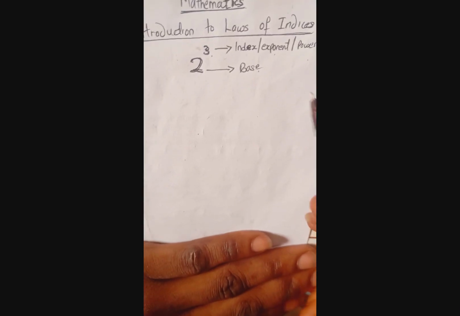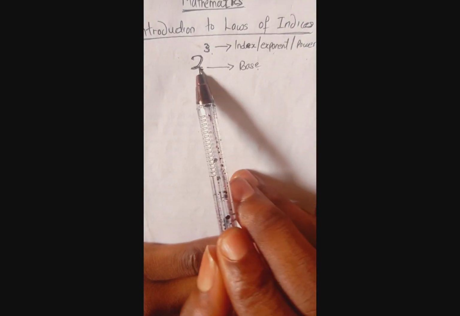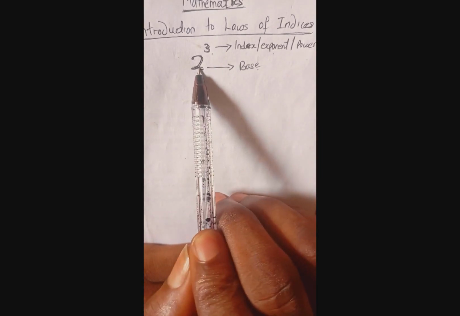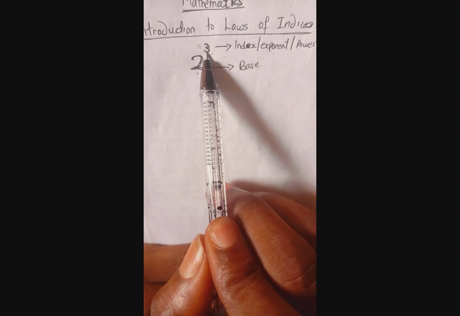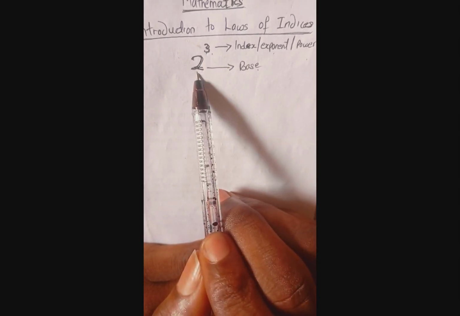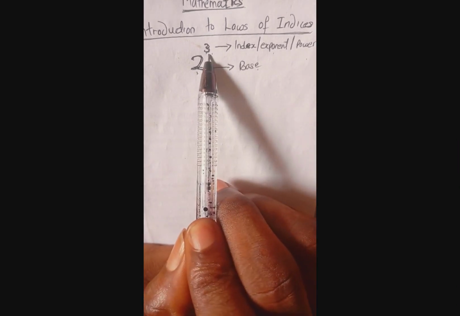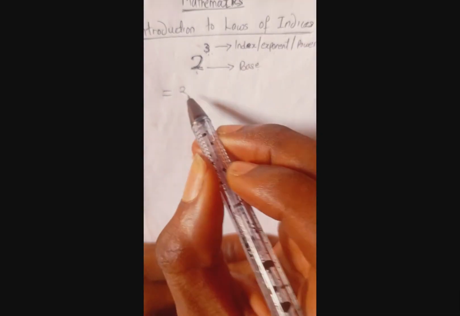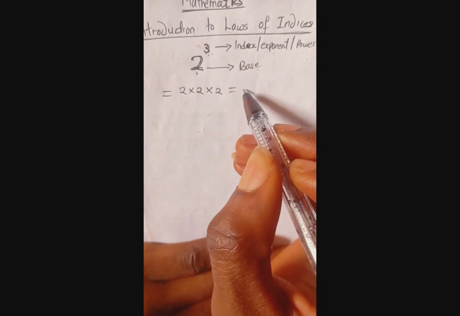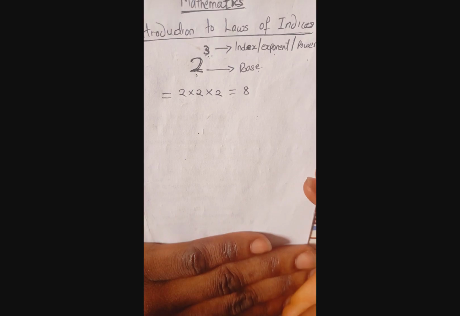So now this actually means we multiply this base. Indices actually mean we multiply this base with itself. How many times? 3 times. That is, you multiply your base by itself in accordance with the number of exponents you have. So that means we are going to have 2 times 2 times 2, and that's what? That's 8. So this is very simple, and this is just the introduction to indices.